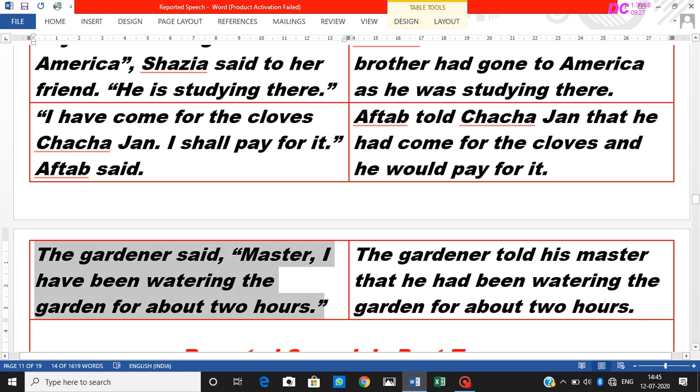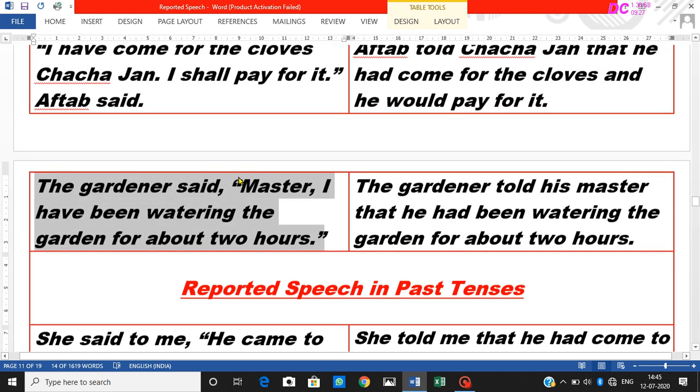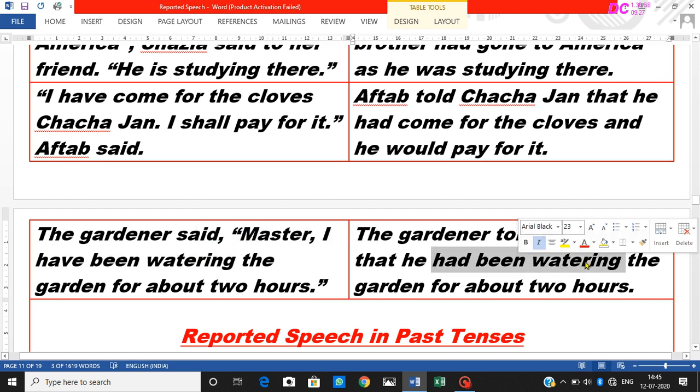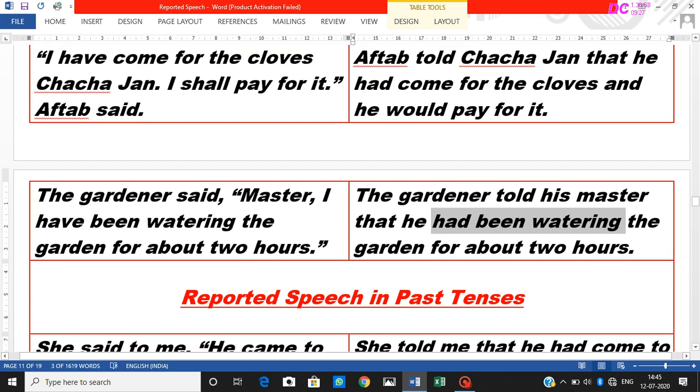Example number next. The gardener said, "Master, I have been watering the garden for about 2 hours." So the gardener ne kaha master se. So the gardener told his master that he had been watering the garden for about 2 hours. Here we changed "have been watering", the present perfect continuous, to "had been watering" in past perfect continuous. So in the corresponding tense, we changed present perfect continuous into past perfect.